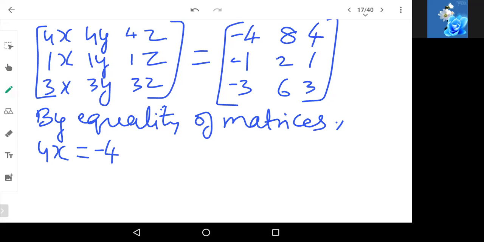Now can we solve for x? x is equal to -4 by 4. Therefore, x is equal to -1. So this will be the value of x. Did you understand the value of x?